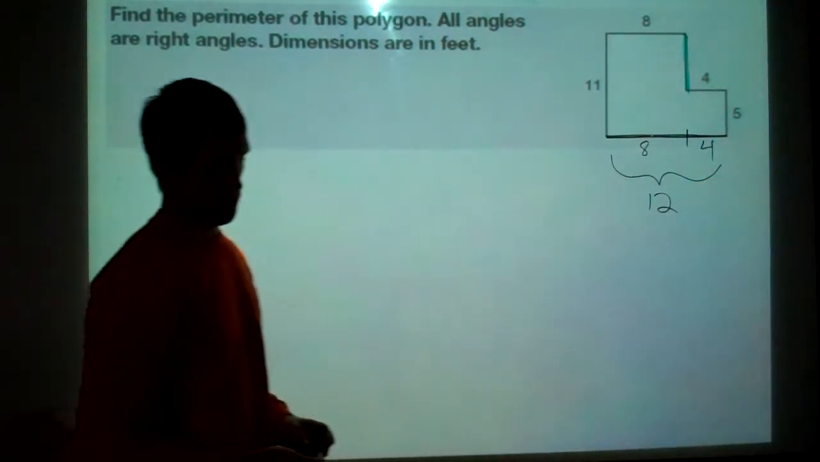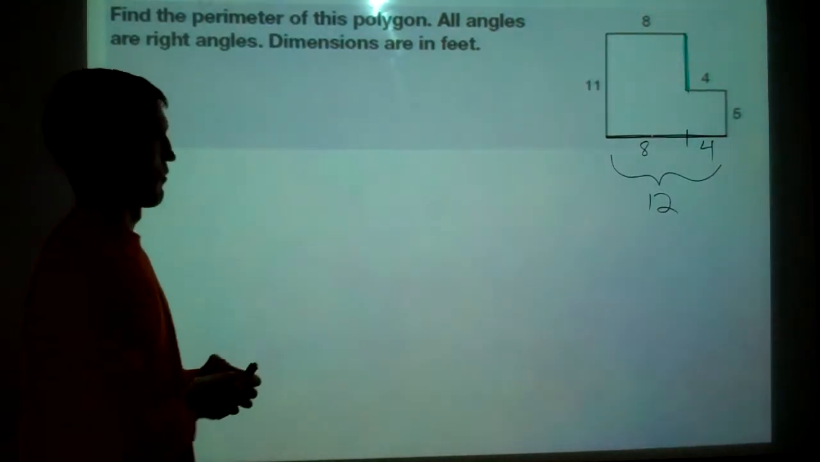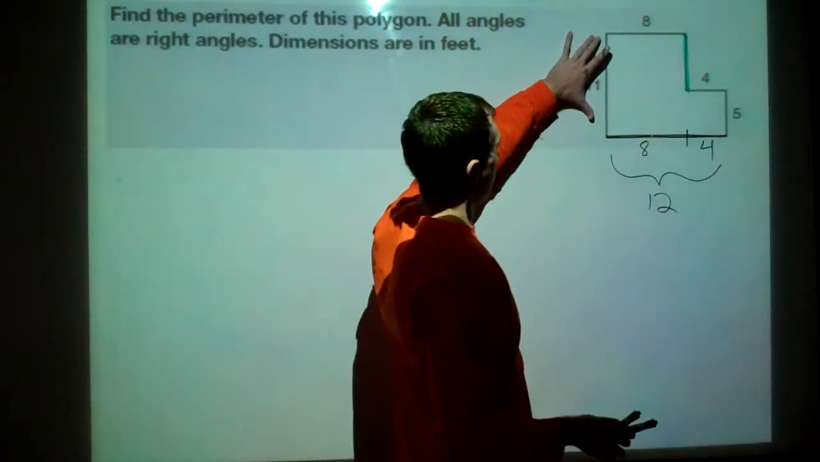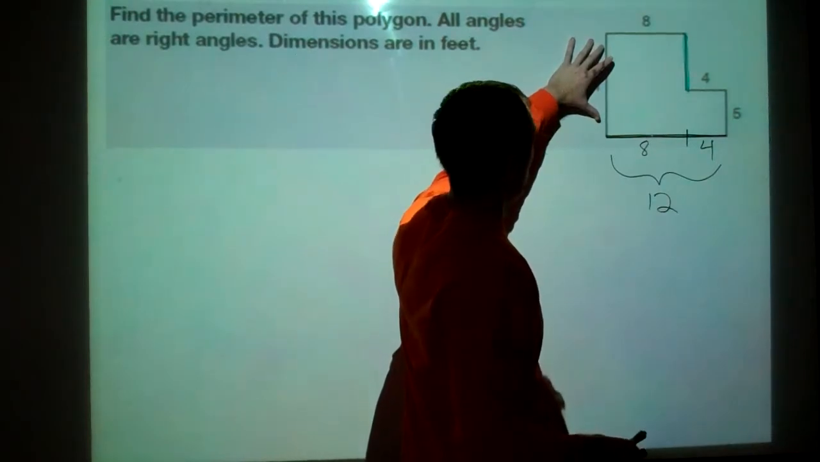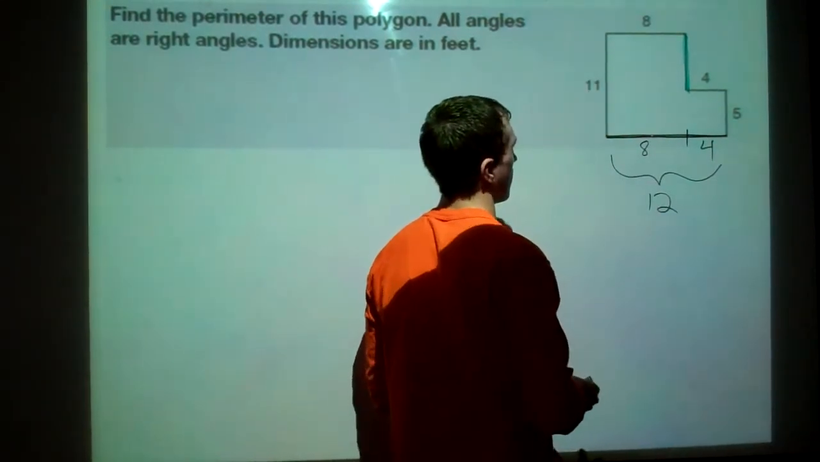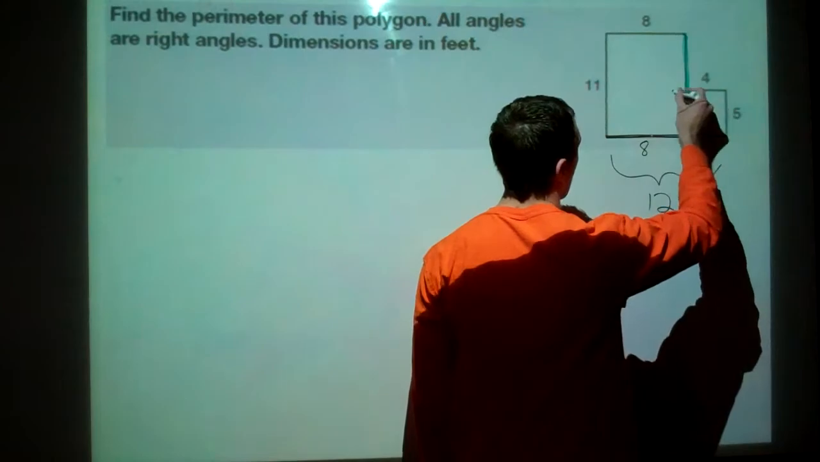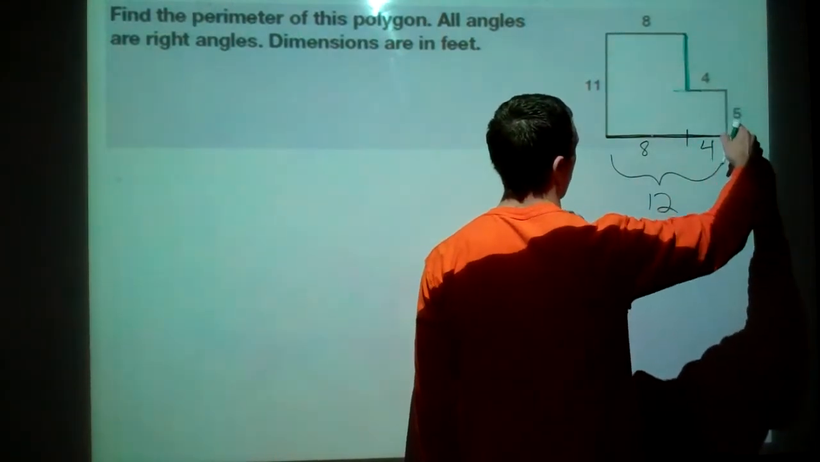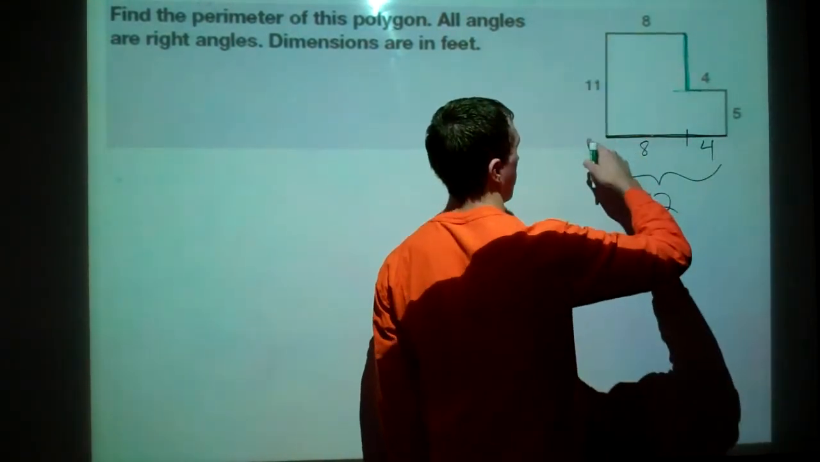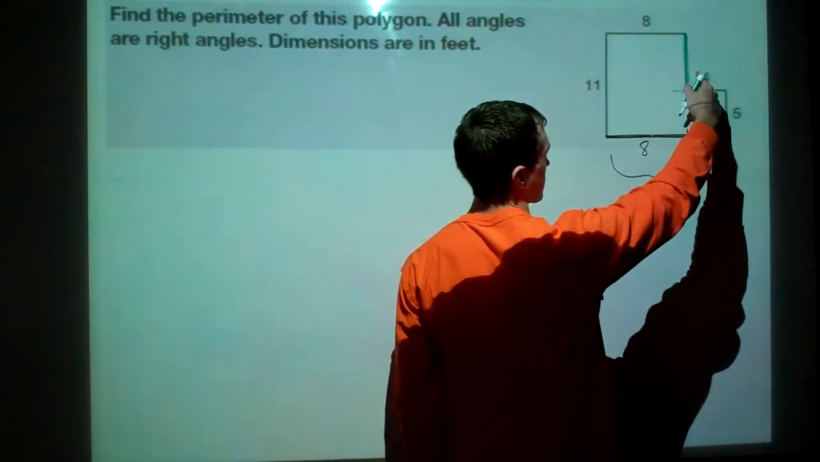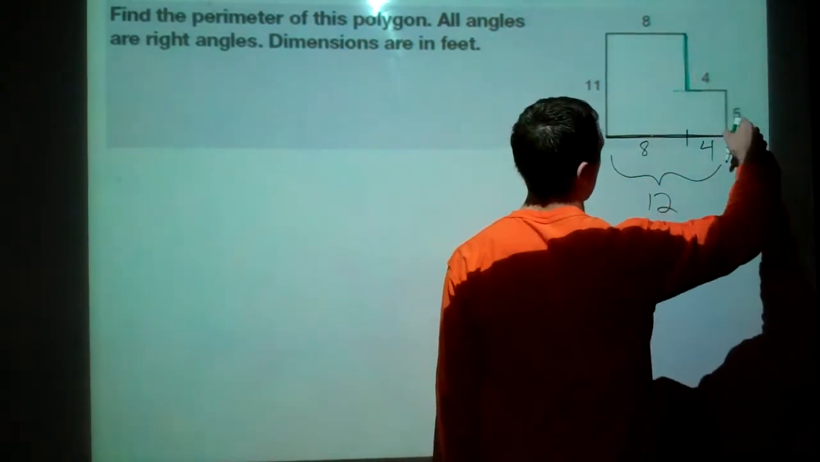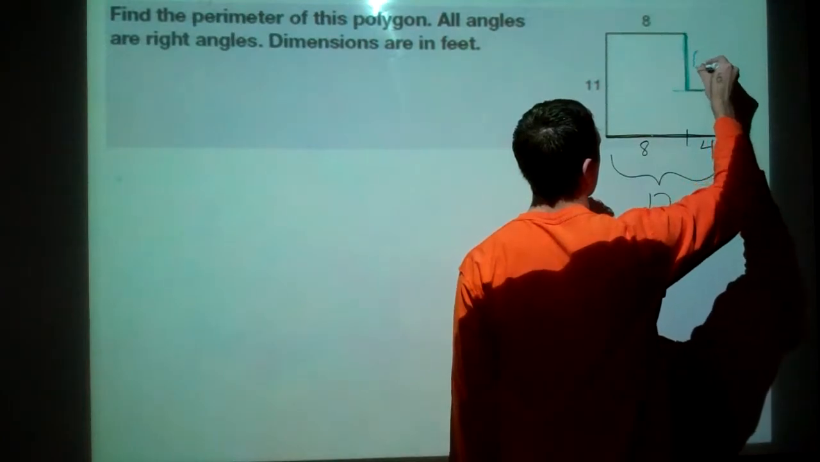My green marker is going a little dead there. We're looking for that. Well, we know the whole thing is 11, and from here to here, here to here, it's 5, and it has to make up 11. So this should be 11 minus 5, which is 6.